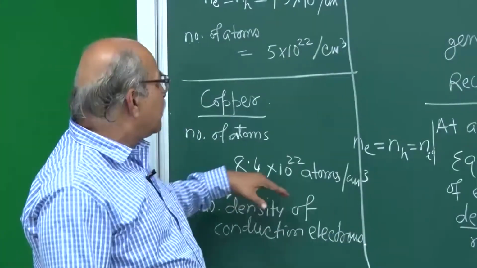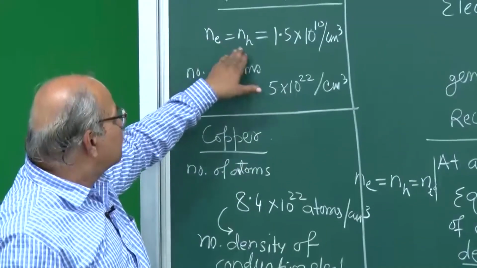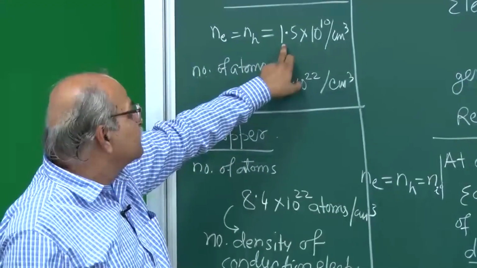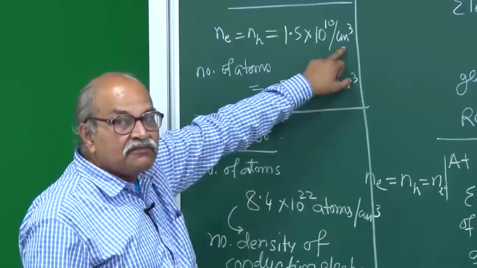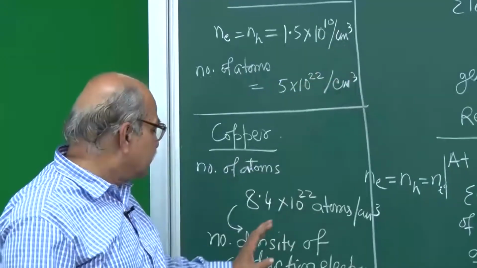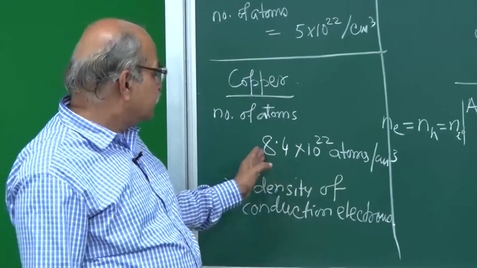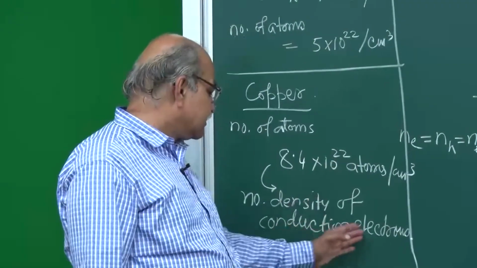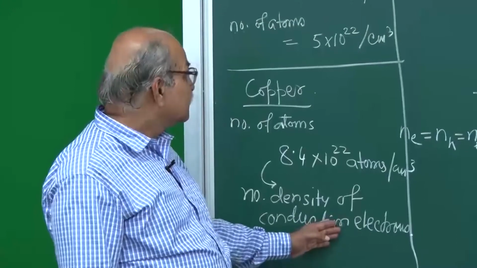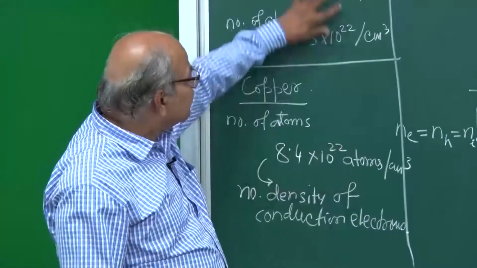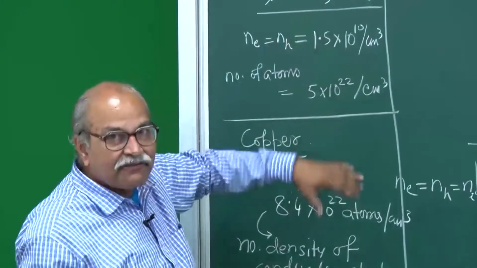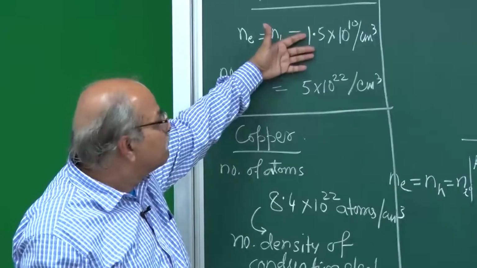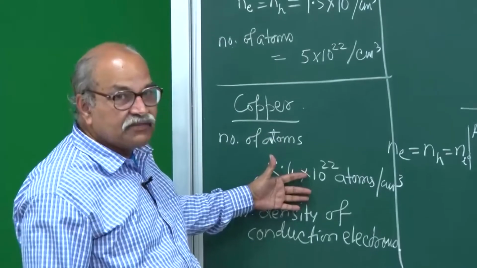So you can compare the number of electrons and number of holes. If you add them, the total charge carrier density is 3 into 10 power 10 per centimeter cube, whereas in a good metallic system, a conductor, this is 8.4 into 10 power 22 atoms, and the same number of conduction electrons per centimeter cube. So if you compare this number and this number, you see a factor of 10 power 12 or so. So the conductivity of these materials will be much smaller than the conductivity of these materials.